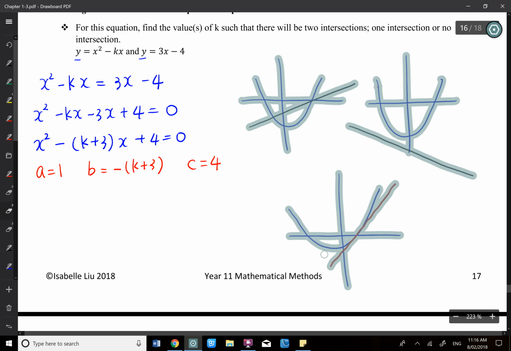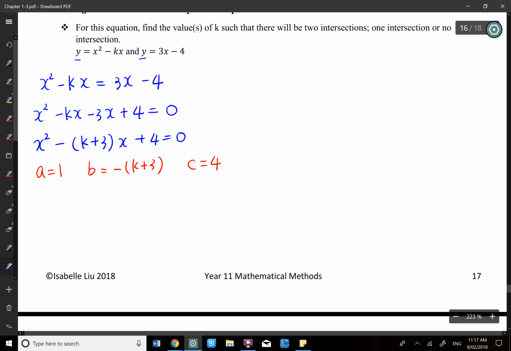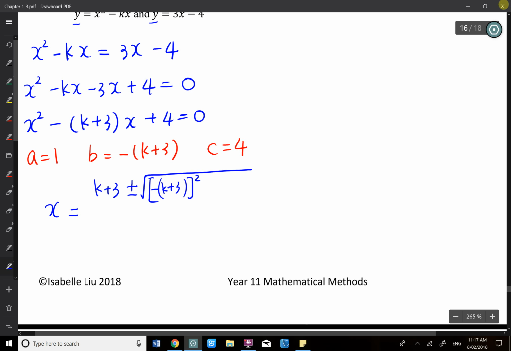Now let's have a think. I don't know the k value, but if I can solve for it, I can use the quadratic formula. I just write the quadratic formula out for you. x equals minus b plus or minus the square root of b squared, so b is that, and I need to square it, b squared minus 4ac, over 2a. That's how we solve it, by using the quadratic formula.